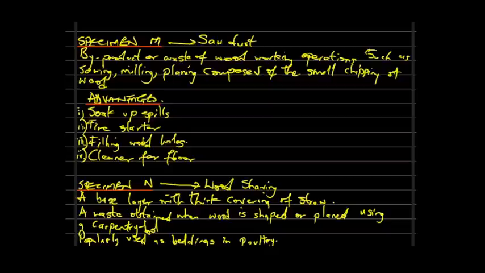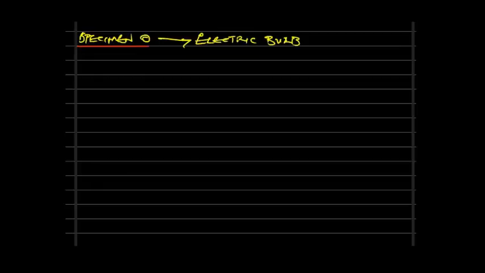So the next specimen we have before us is specimen O. Specimen O is electric bulb. So we want to look at what electric bulb is. Electric bulb actually gives light. It produces light, and for this particular purpose, we'll be looking at the type of light that it produces and then what it can be used for.